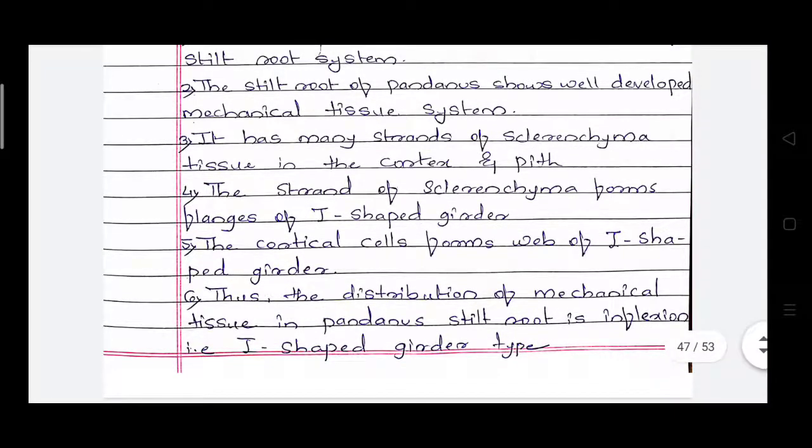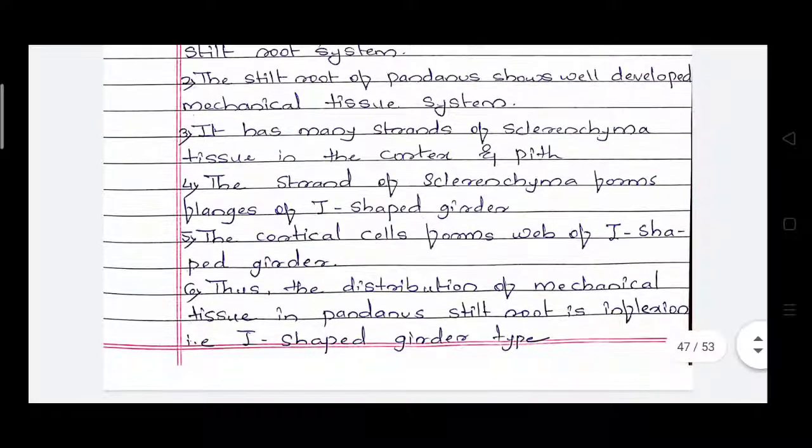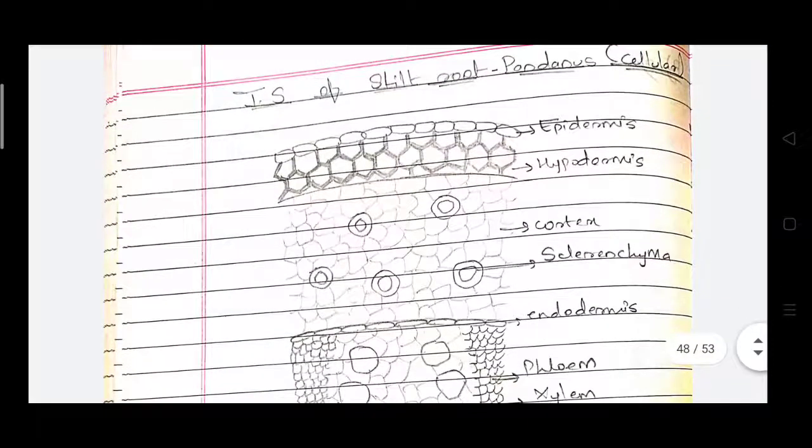So the mechanical tissue in the pandanus stilt root is in the form of an I-girder, that is an eye-shaped girdle. The sclerenchymatous tissues of the cortex and pith form the flanges, and these cortical cells form the web of the eye-shaped girdle. The cellular structure of the stilt root of the pandanus shows different cells.